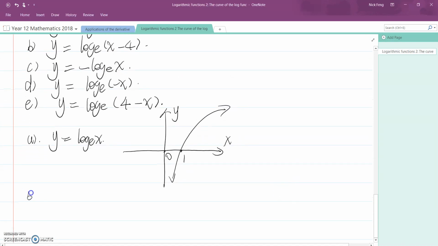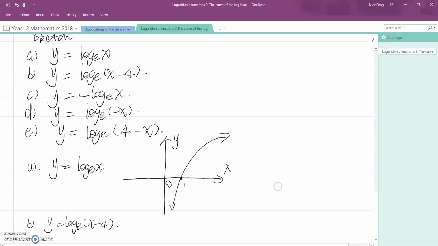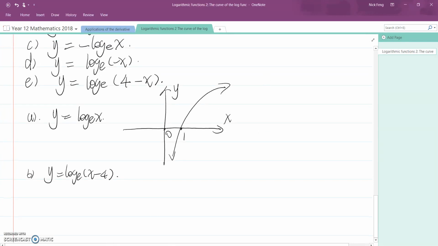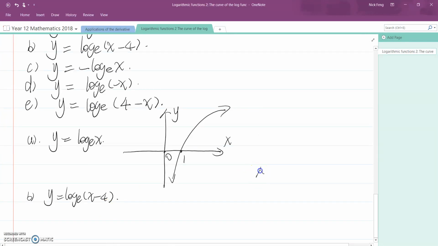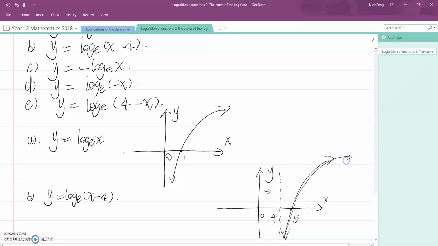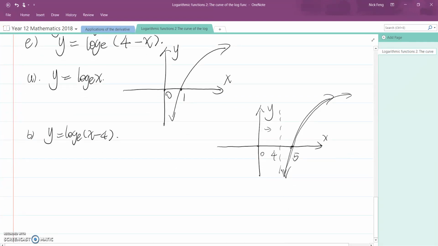Second one, we want y equals log of x minus 4. Now this is a simple transformation by shifting because we have replaced x by x minus 4. So if it's x minus 4, now your curve has shifted to the right by 4 units. So therefore, the original asymptote was 0, now it's just 4. And it has a function like this, and that would be 5. Like that, drawn that way. Okay, so just simply shift it to the right by 4 units.